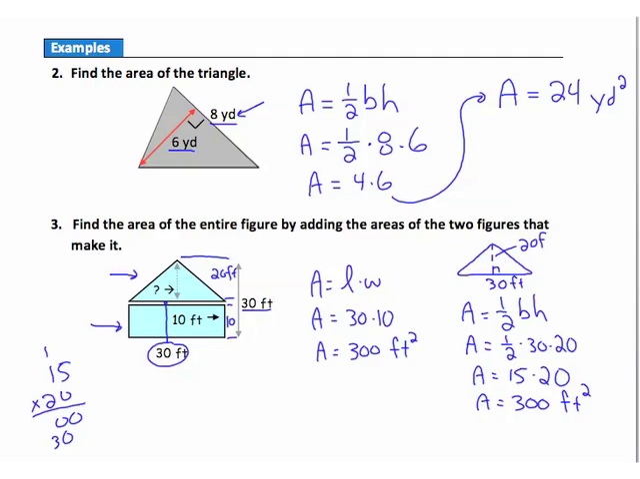Now I want to find the total area, so I have to add these together. So the total area of this figure is 300 plus 300, which is going to give us then 600 square feet for the total area.